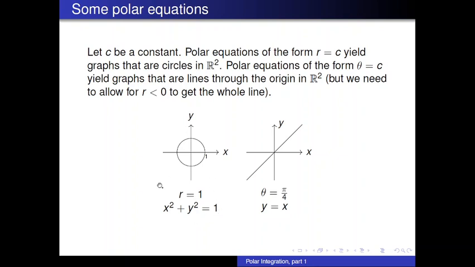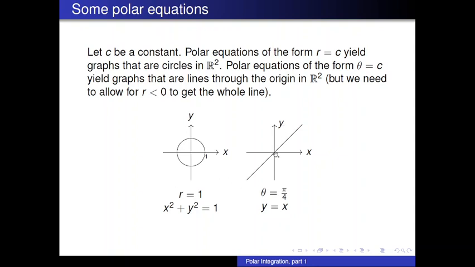So you might sit there and ask yourself, which of these is a simpler equation to deal with? I think it's probably this polar one, r equals 1. So this will be the utility of polar coordinates, is that circular type things are much more simply described in polar coordinates than they are in rectangular coordinates.